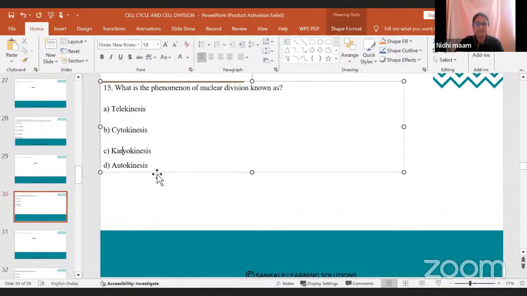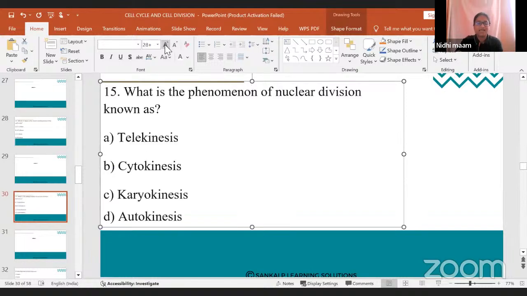What is the phenomenon of nuclear division known as? A is telekinesis, B is cytokinesis, C is karyokinesis, D is autokinesis.